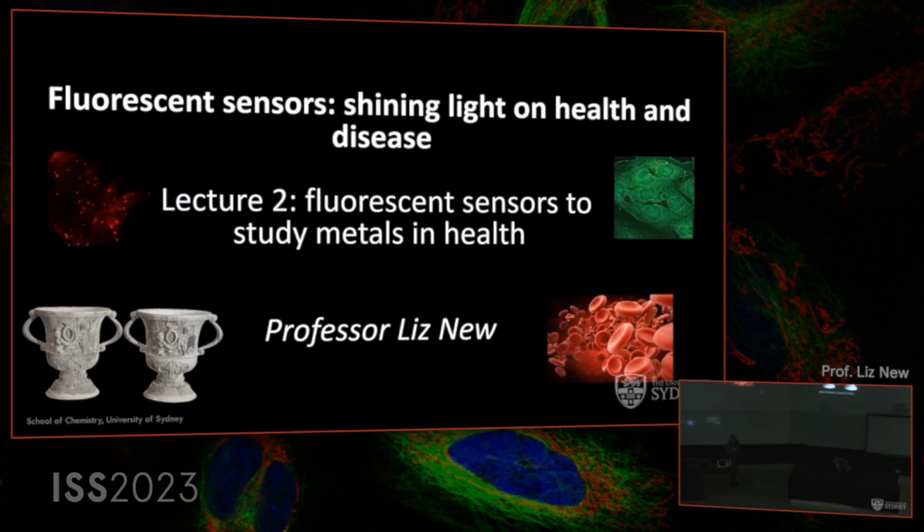This is actually the world I started in, and then I was really interested in understanding it better and having better tools to understand metals in health, and so that's why I moved into chemical biology and developing fluorescent sensors. But I thought today I'd tell you a little bit about how fascinating all the different interactions are between us and metals, and then a little bit about how we're making fluorescent sensors to study this better.